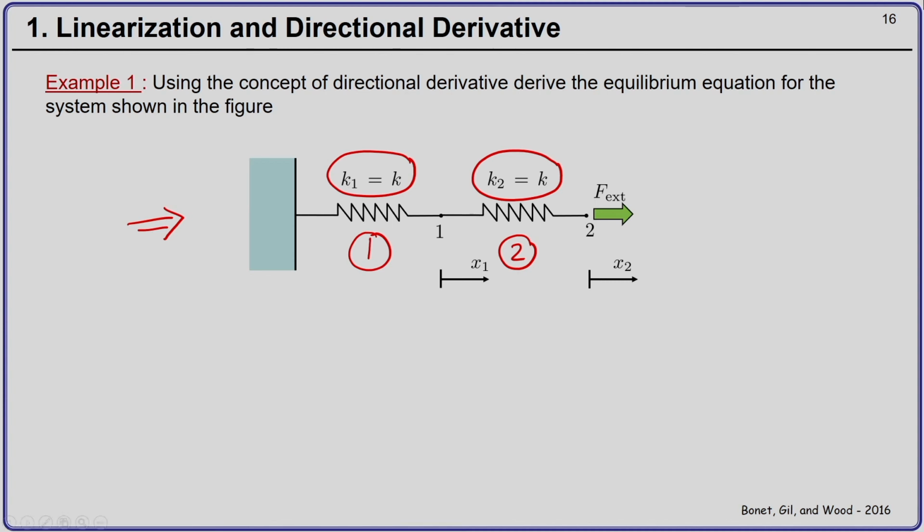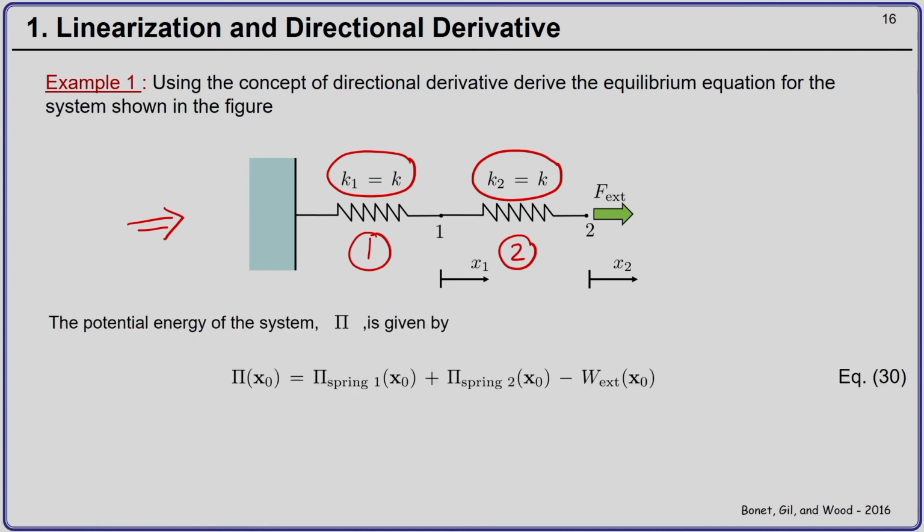So, the first thing we have to do is we write the total potential energy of the system. Now, the total potential energy of the system at equilibrium will be the potential energy of spring 1 at equilibrium position, plus potential energy of spring 2, minus the work done by the external forces.